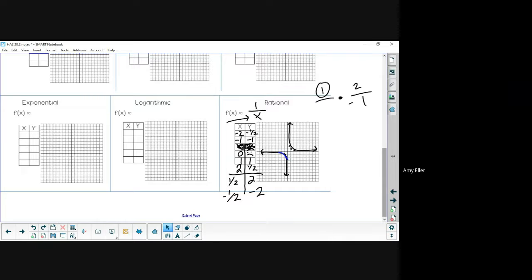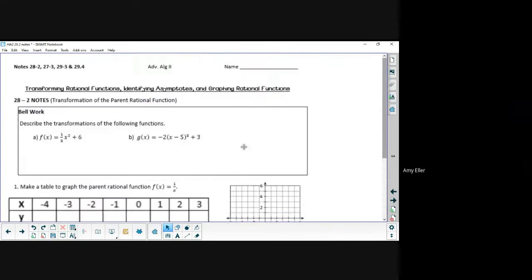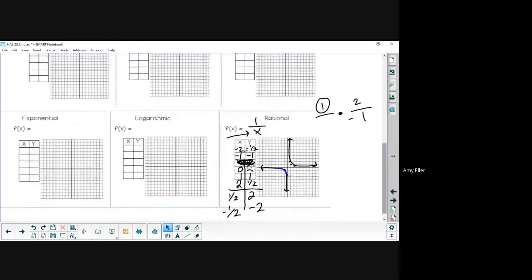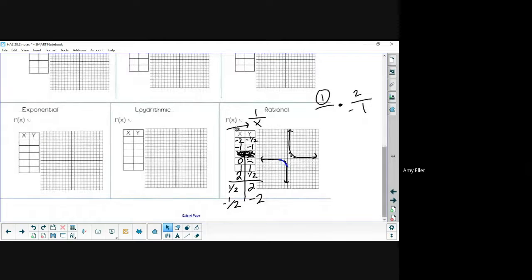Questions on this new function? Wait. Yep. 1 over x. So we just plug in 1, 2, plug in a half because that also gives us a whole number.